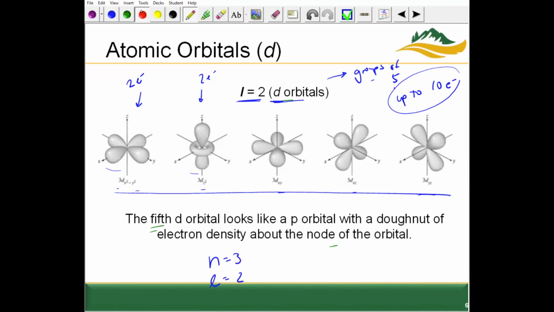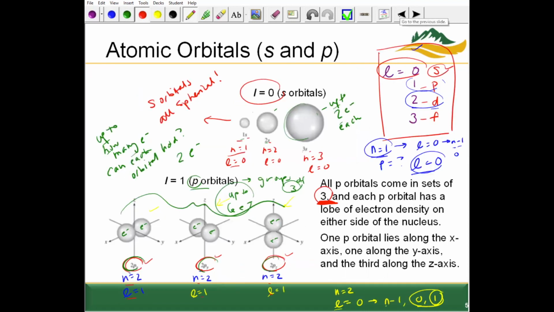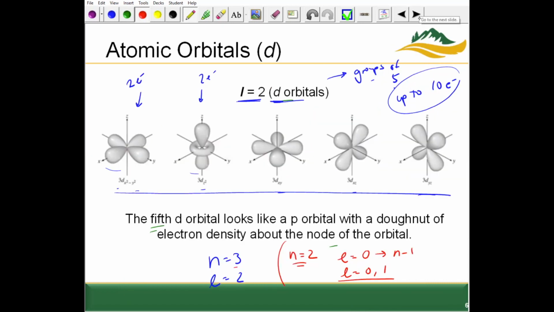Can we have d-shaped orbitals when n is anything less than 3? Well, let's see. Let's say n is equal to 2. The possible values for L are 0 up through n minus 1, so that's 0 and 1. That means when n equals 2, can we have a d-shaped orbital? Well, 0 and 1 just describe s and p. So to get a d orbital, we have to be at an n value of at least 3 for L to possibly be equal to 2, which means we have a d-shaped orbital.